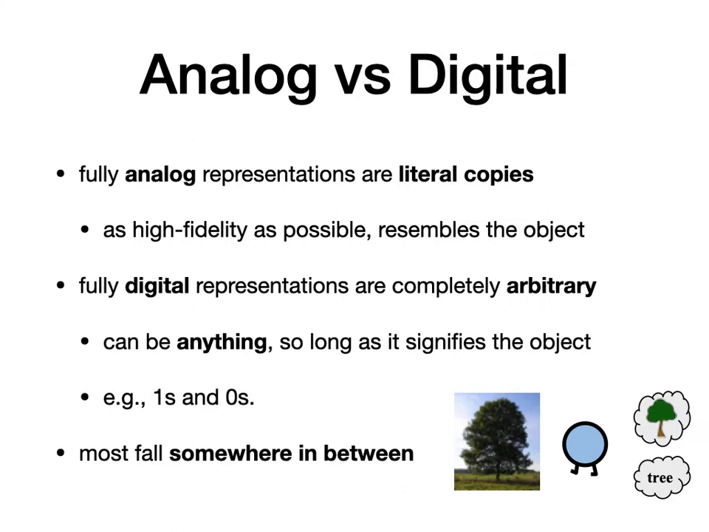The fact is that most representations are going to fall somewhere in between. You can have a vivid mental image of a tree that you remember from your youth. You can have an idealized concept of a tree, kind of know what shapes it has to it. Or you can have just the letters and the word tree. These are all different representations along this scale.